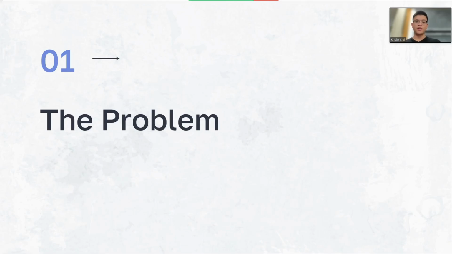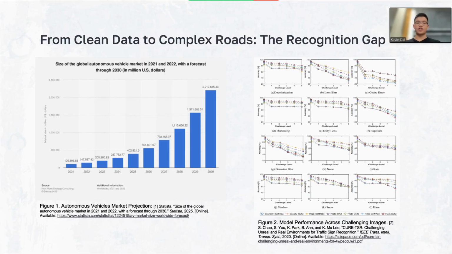So here's what's going on. The autonomous vehicles market is growing rapidly. As shown in the chart on the left, it is projected to exceed $2 trillion by 2030. But to reach that scale safely, these systems need to handle real-world driving conditions reliably. On the right-hand side, we see the challenges.